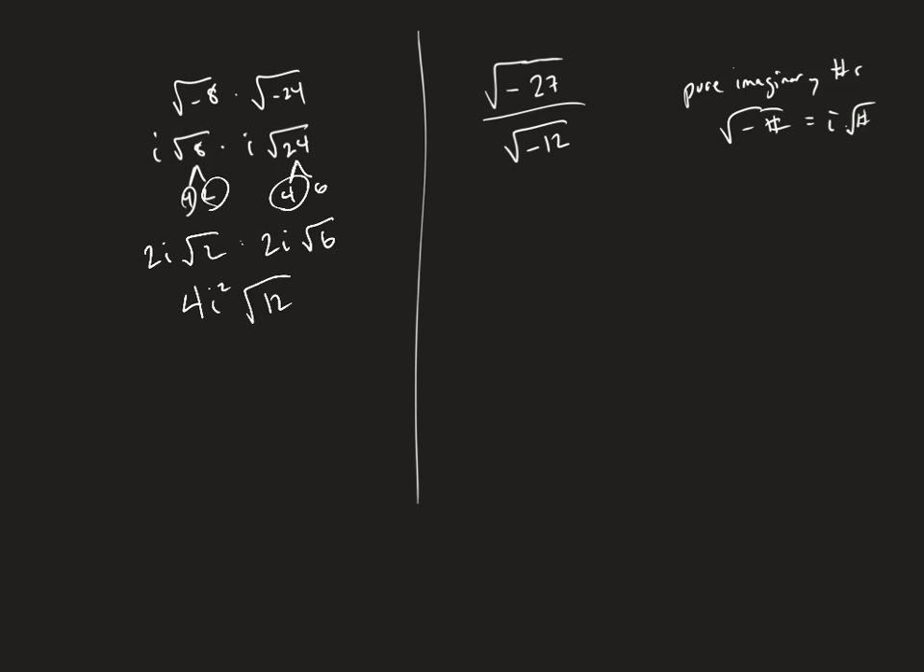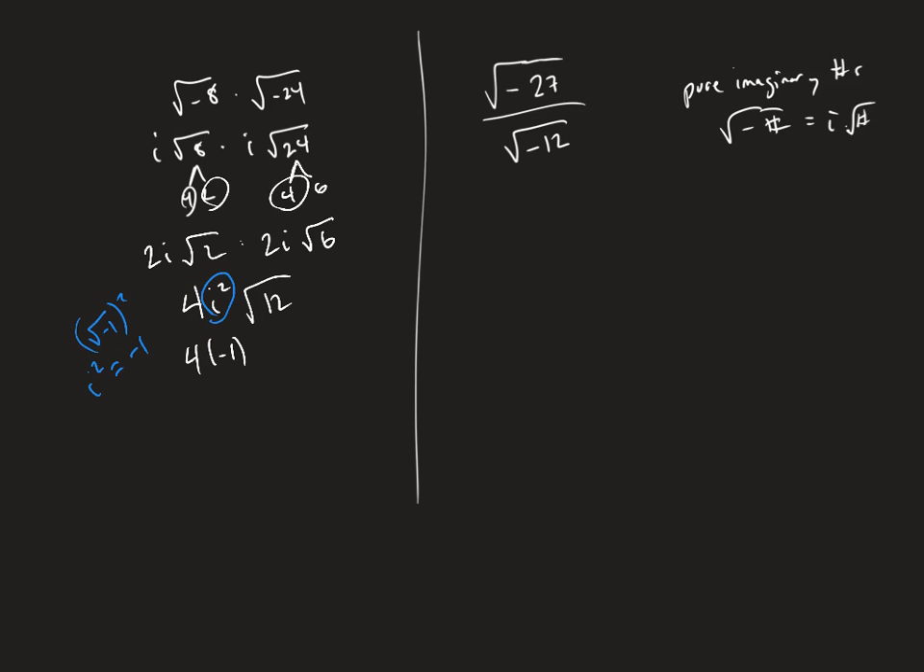Now, here's the key to this. This i squared, this is the square root of negative 1 squared. So whenever you square a square root, you should get the number on the inside, right? So if I square the square root of negative 1, I better get negative 1. Otherwise, it's not the square root of negative 1. So this i squared is always negative 1 because that's the definition of what i is. It's the square root of negative 1. So that i squared that's sitting there is going to be negative 1.